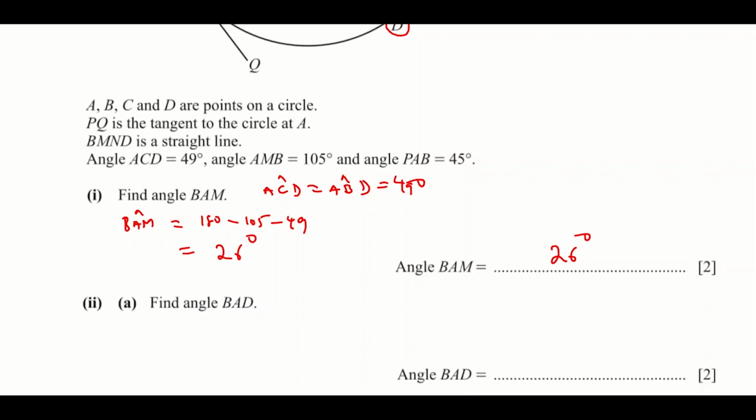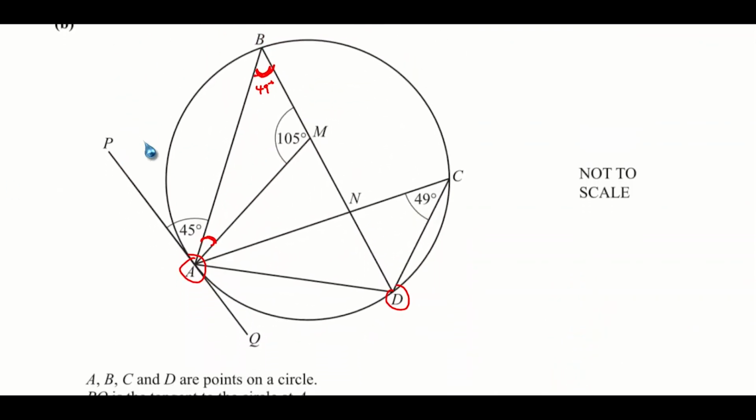Then in figure 2, find the angle BAD. So let's see, angle BAD, that is the whole of this angle. But you see that angle BAD will be equal to the addition of this angle BAM and MAD. So that is what we are going to get there.